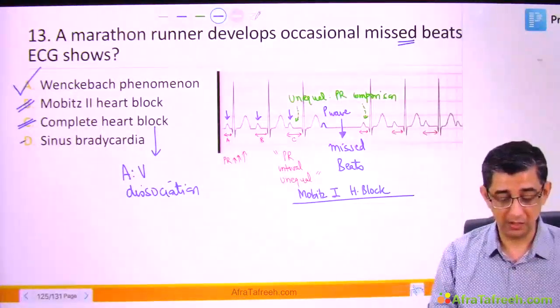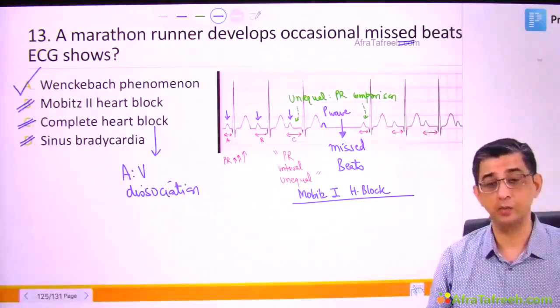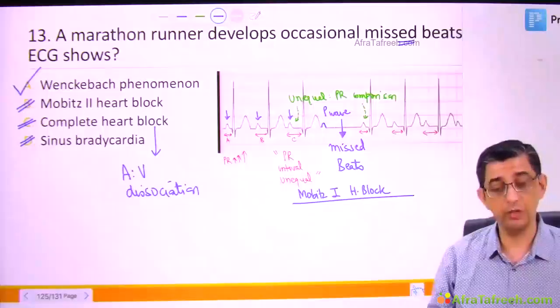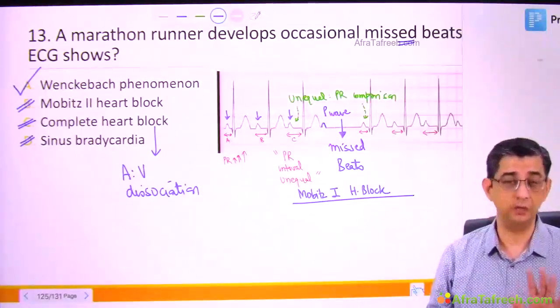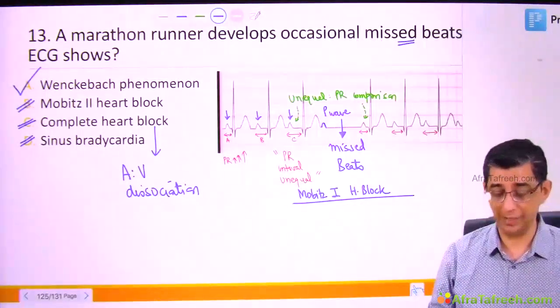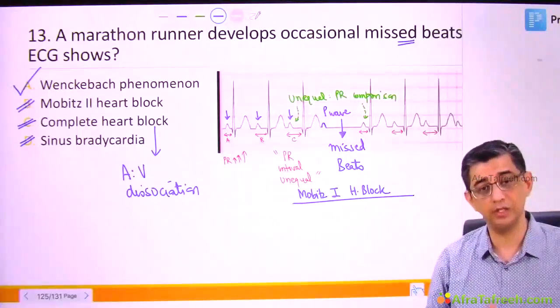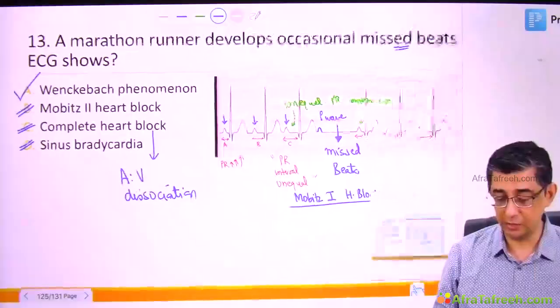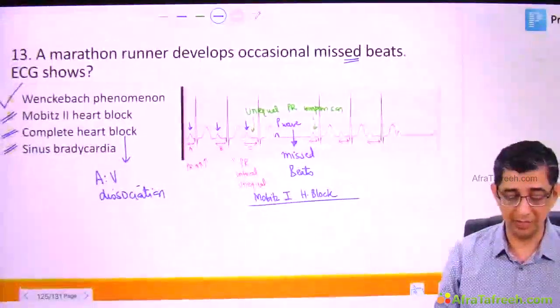Well, sinus bradycardia is anyway ruled out because sinus bradycardia would have no variation in the duration of the PR interval. The PR interval will be prolonged, no doubt about it, but at least it will not show a serial prolongation. So as I've highlighted, the serial prolongation is Mobitz 1 heart block, also called Wenckebach.